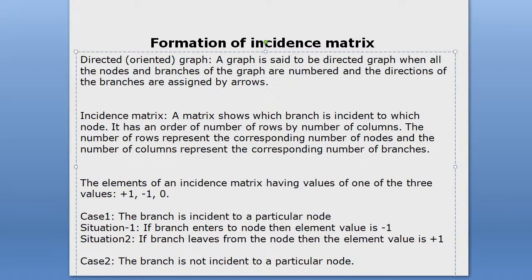And case 2, the branch is not incident to the node. For this case, the value of the element is 0.